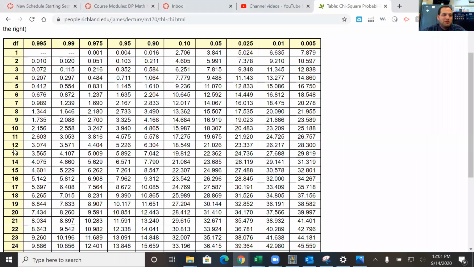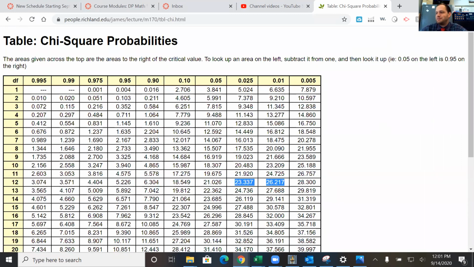If you have 12 degrees of freedom, but let's say your chi-square statistic was 25, well, you're kind of between those two numbers, right? That's how it's going to work with the chi-square table. It is very, very similar to the t-table in that sense, but it is a different table nonetheless. All right, so let's do a little problem.